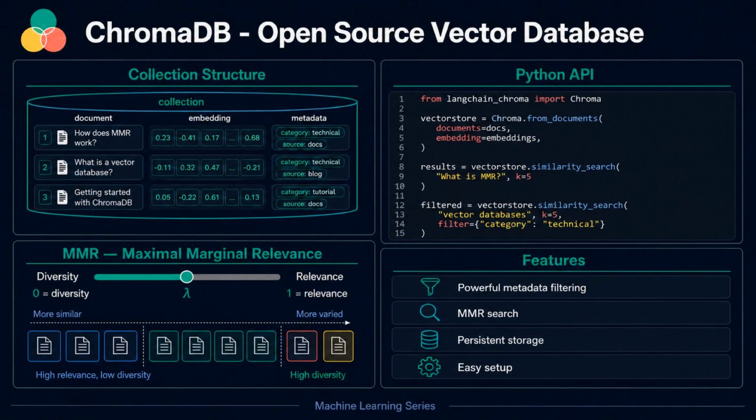ChromaDB is an open-source vector database designed for AI applications. It excels at metadata filtering, allowing you to search within specific categories, date ranges, or custom attributes. A powerful feature is MMR search, maximal marginal relevance, which balances relevance with diversity. By adjusting the lambda parameter, you can get results that are both relevant to your query and diverse in content, avoiding redundant similar results. ChromaDB supports both in-memory and persistent storage, making it suitable for development through medium-scale production. The API is straightforward and integrates well with LangChain.